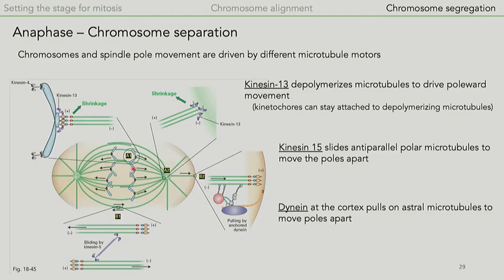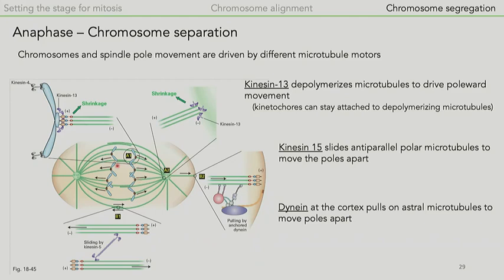Right. So once cohesin has been cleaved by separase, now these dynamic microtubules are going to start to pull the chromosomes apart. Once again, this is driven by the dynamic nature of the microtubules and also by specific microtubule motors. For example, kinesin 13 is a motor protein that actually depolymerizes a microtubule. And so these kinetochores can remain attached to depolymerizing microtubules. They can keep hold of them. And so as these microtubules are being depolymerized, as they are shrinking, the kinetochores will remain attached, and the chromosomes will then be pulled towards the spindle poles.